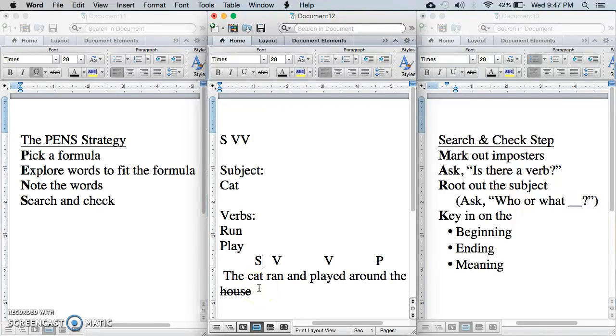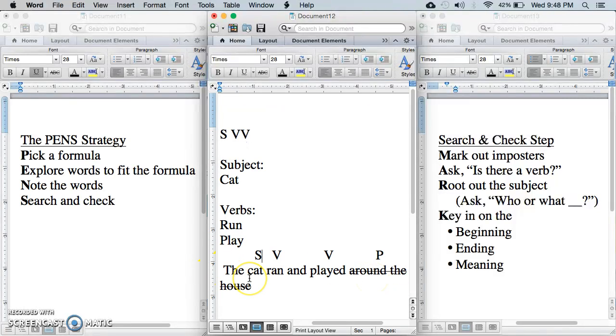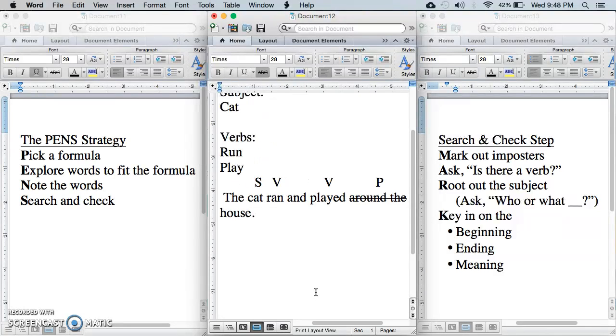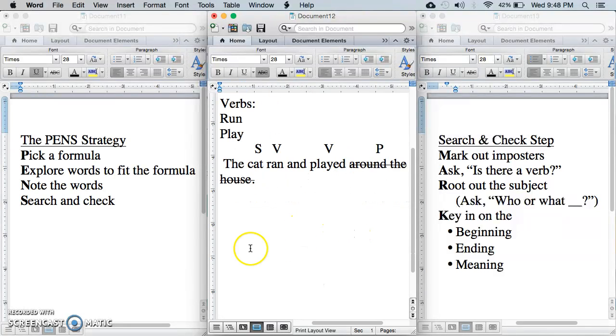Alright, now what is our last step in mark? Yes, we are going to key in on the beginning, ending, middle, and meaning. Let's first go to the beginning of the sentence and make sure there is a capital. The is capitalized, so we are good there. Now let's look at the end of the sentence. Is there correct punctuation? No, there is not. So the cat ran and played around the house. That looks like it needs a period. And now let's look at the meaning. Does the sentence make sense? The cat ran and played around the house. Yes, the sentence makes sense. Good. We are all done for today.